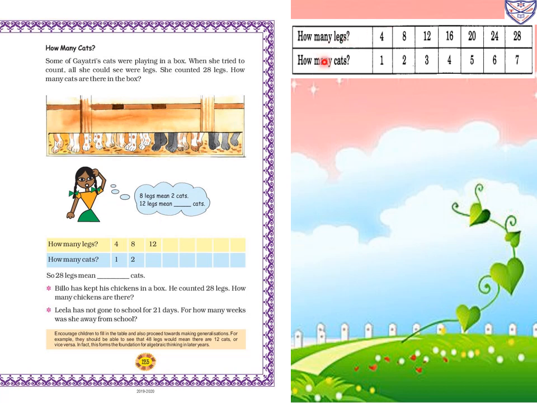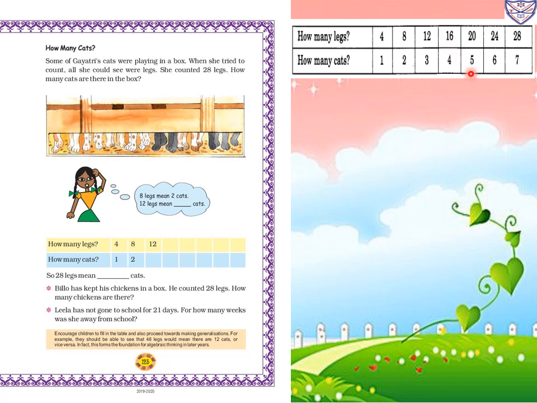First, how many legs? How many cats? 1 cat has 4 legs. Now 2 cats have 8 legs. Then 3 cats have 12 legs. 8 plus 4 we will get 12. Then 4 cats have 16. 12 plus 4 we will get 16. So 4 cats will have 16 legs.